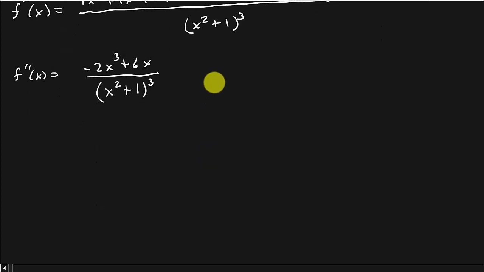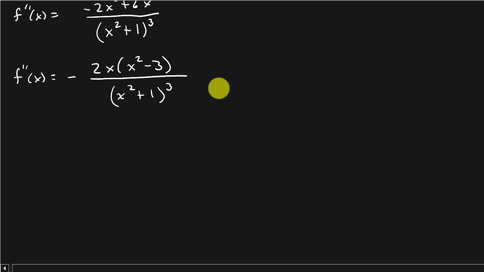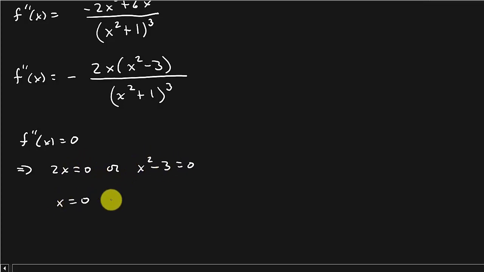And I'm going to factor out a negative 2x. So the negative there, 2x, that's going to leave me with (x squared minus 3) over (x squared plus 1) cubed. So now we want to take the second derivative and set it equal to 0. So f double prime of x is equal to 0 when 2x equals 0 or x squared minus 3 equals 0. So x equals 0 or x equals plus or minus square root of 3.